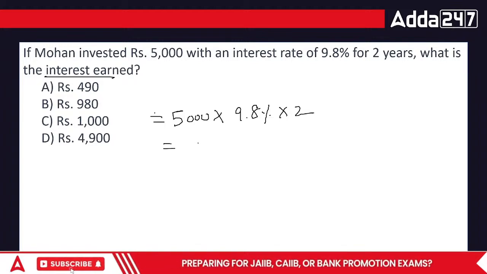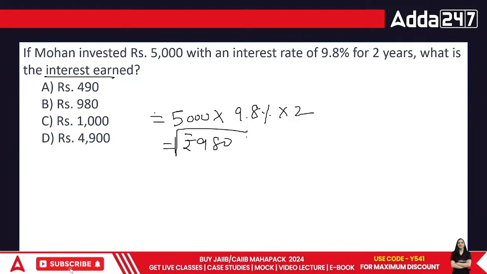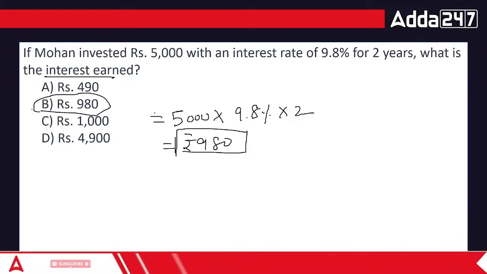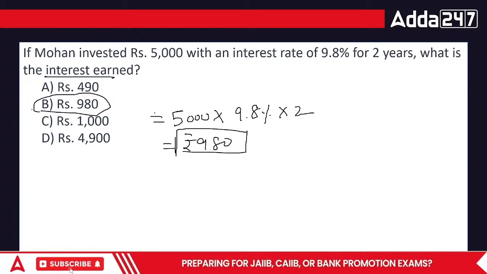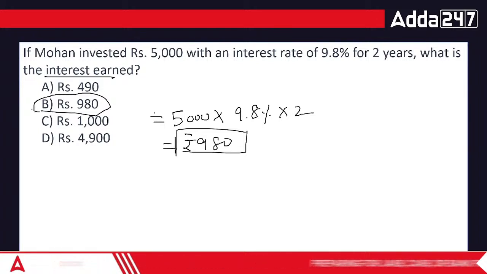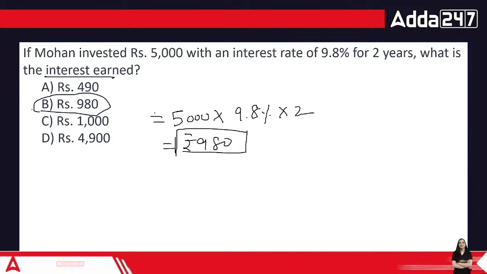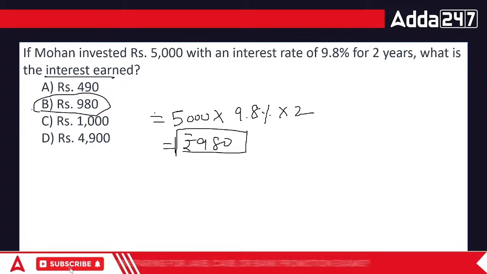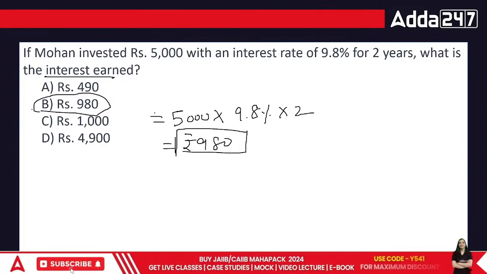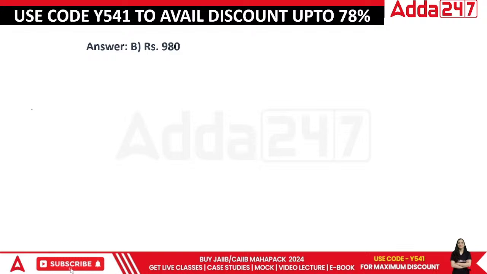The answer is going to be 980 rupees. Formula P into R into T. You can take the rate as a percentage, or you can divide it by 100. Don't do both in the examination. Just do one of them.